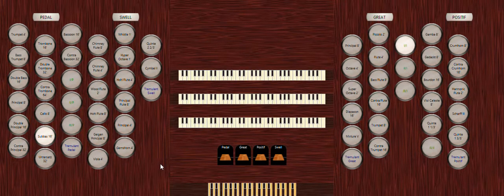Here is a 16-foot Subbas. Here is the 32-foot Untersatz extension by itself. Here it is with a 16-foot Principal.